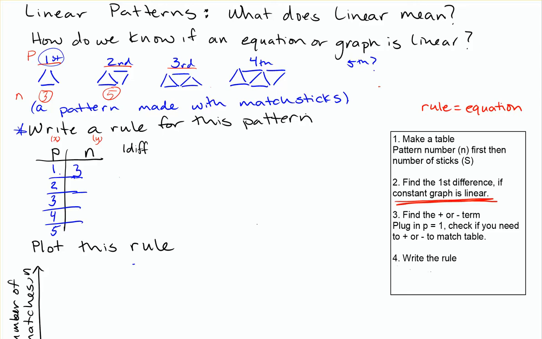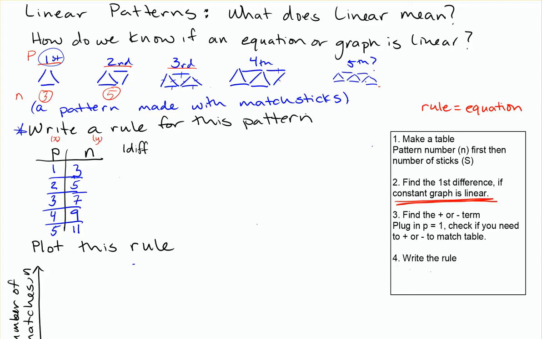So in this case, I need 3 matchsticks, and in that case, I need 5 matchsticks for the second pattern. So one pattern takes 3 matchsticks, 2 patterns, you need 5. For the third pattern, you would need 7. And we can just count those up if you're not sure. 1, 2, 3, 4, 5, 6, 7. That's where these numbers are coming from. Fourth pattern, I've got 2 more matchsticks added on there, so I need 9. And for the fifth, if I was to draw it, I would need 11. 1, 2, 3, 4, 5, 6, 7, 8, 9, 10, 11 to get to the fifth pattern.